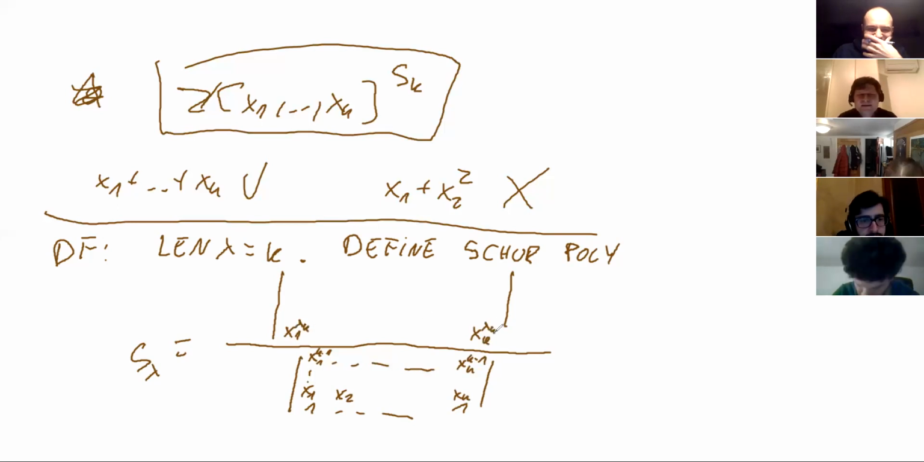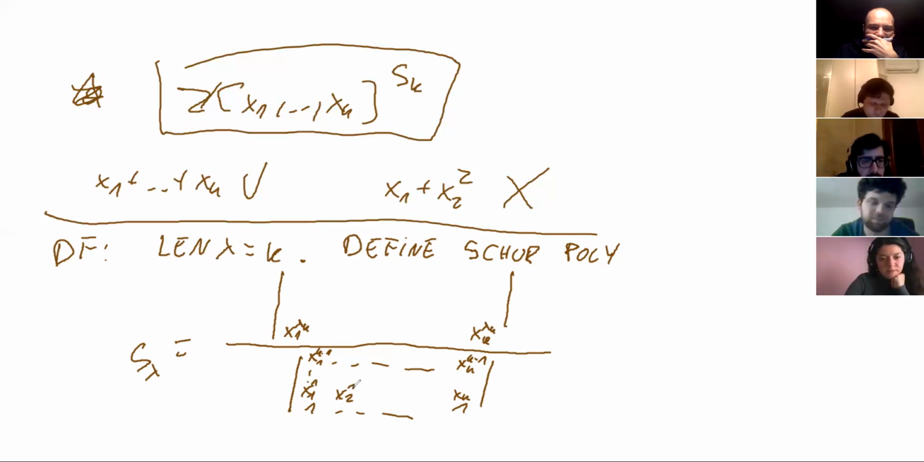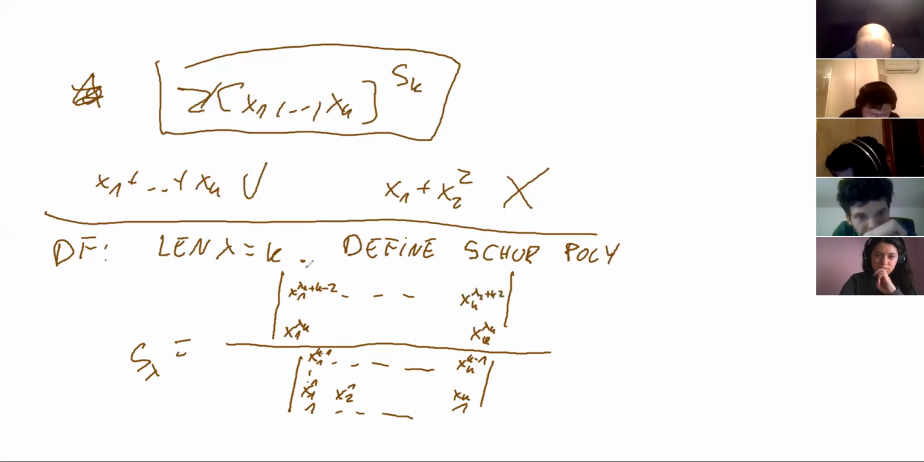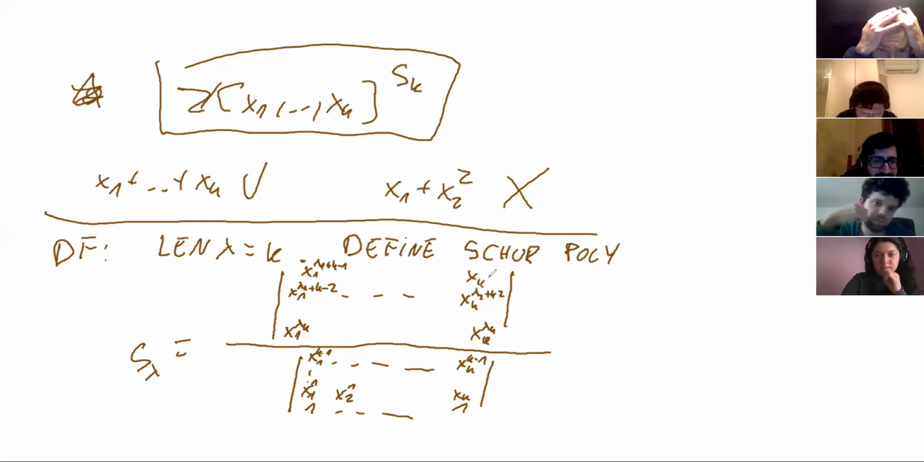Okay, and as I go row up, I increase by 1. But here the powers also increased, so I change the lambda and increase by 1. So the last one, for example, will be x1 to the lambda 2 plus k minus 2 up to xk to the lambda 2 plus k minus 2, and the top row is x1 to the lambda 1 plus k minus 1, up to xk to the lambda 1 plus k minus 1.